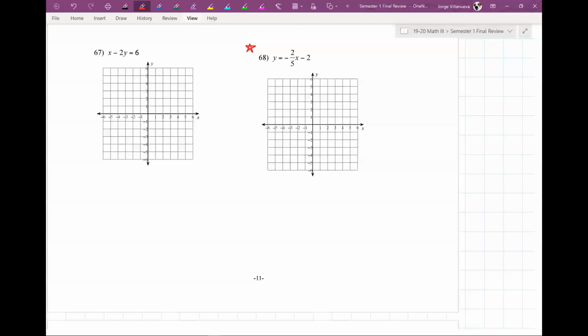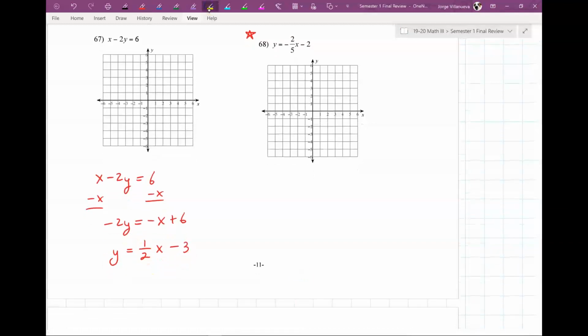Okay, so this is how you do it. Solve for y. So x minus 2y equals 6. So subtract x. I'm going kind of fast, I apologize, but we have 20 seconds. And then divide everything by negative 2. So this is what I get. Now the negative 3 tells me where to put the dot. And then the 1/2 tells me how to use the slope. So 1 up, 2 over. And this is your line right there.